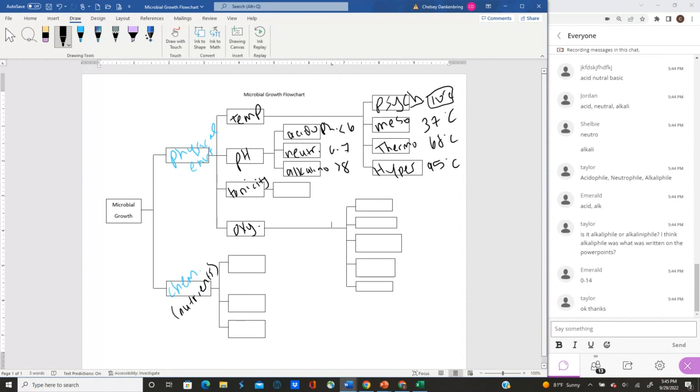And then same thing with temperature, okay? So get ready for some little scenarios like that, where I describe the environment and you tell me how to classify it.